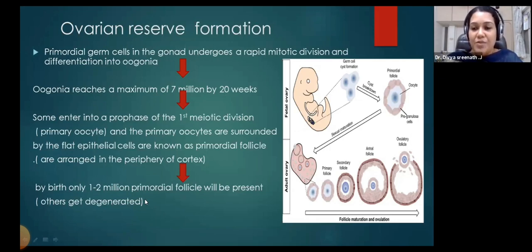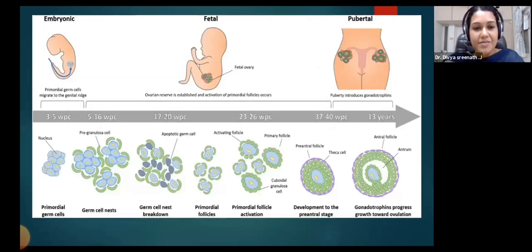There is a possibility of only about 400 follicles ovulating in the entire life of a female. Of this 1 to 2 million, only 400 are ovulated. The others become atresia, which means programmed cell death. This is an image of the embryonic development, primordial follicle and its development.